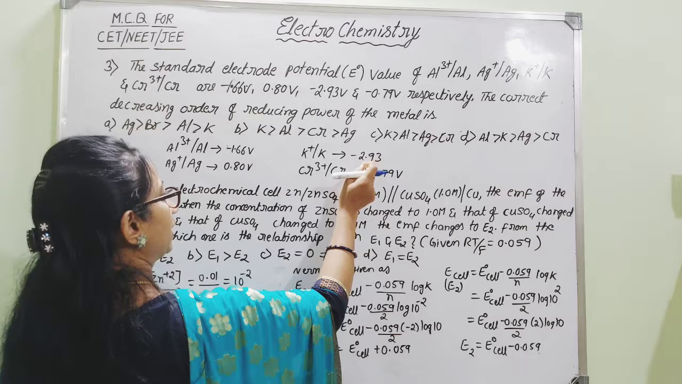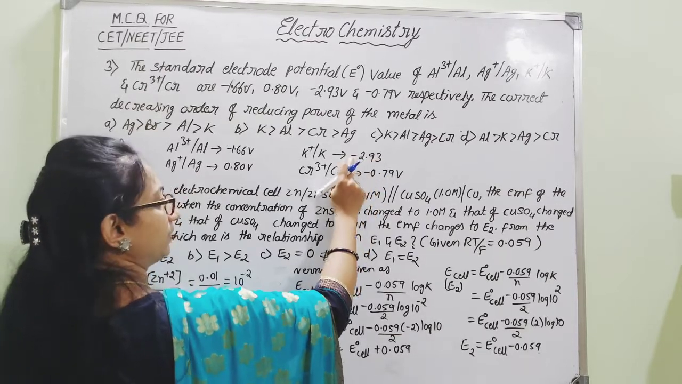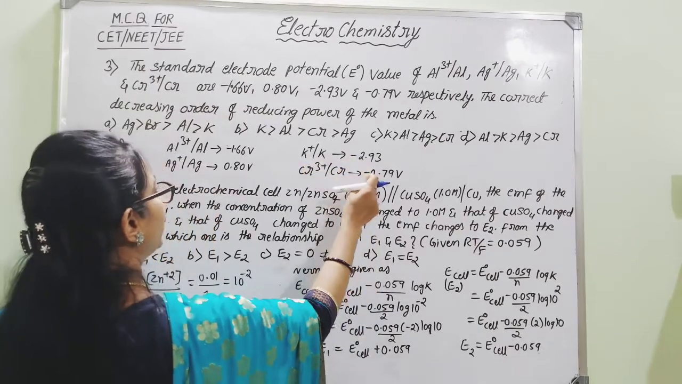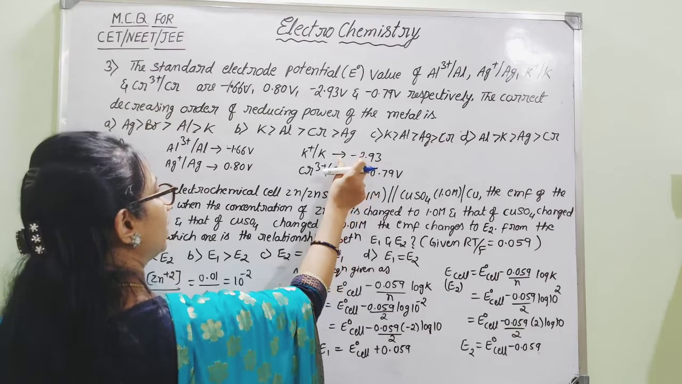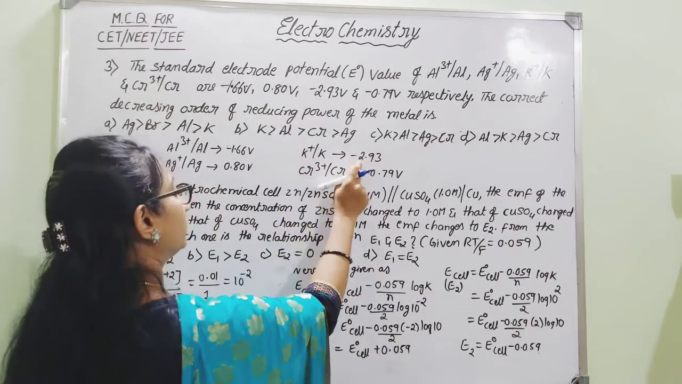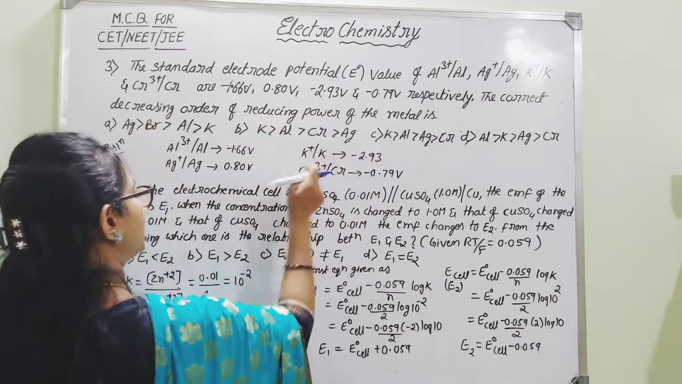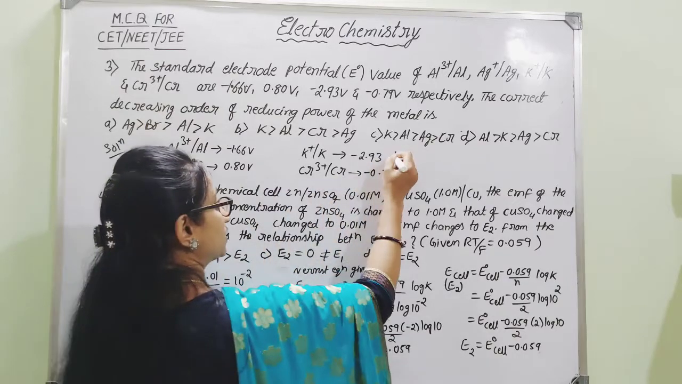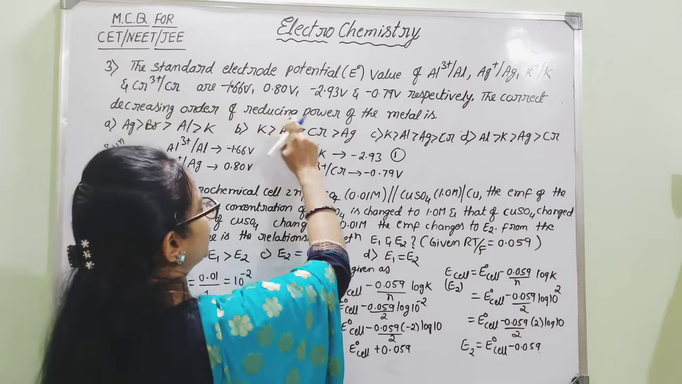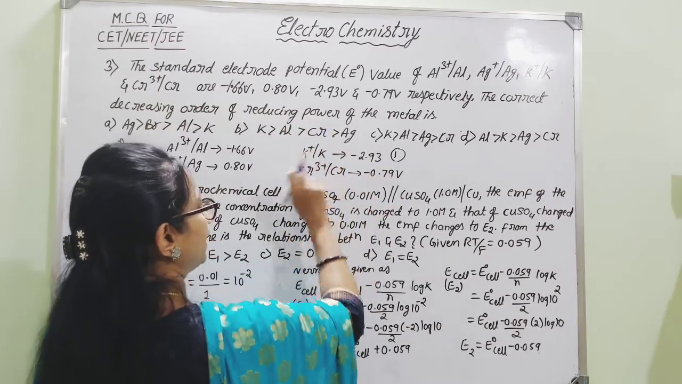So which number is more? 2.93. The value is less with negative symbol. Therefore, the value of K+ to K is lesser when compared to these others. Hence it has higher reducing power. With the least value of reduction potential, it has the highest reducing power among these 4. Therefore, we first mention the strongest reducing agent, that is the first one, K+ to K.